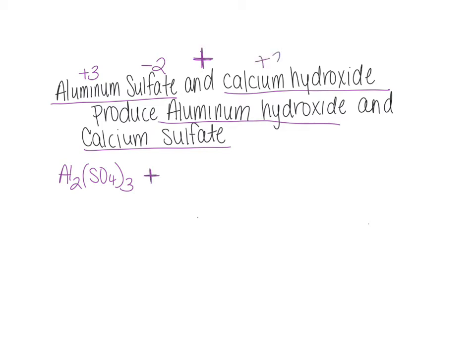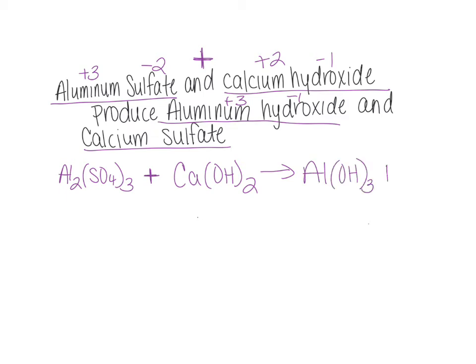So calcium is +2, hydroxide is -1. So it will be Ca(OH)2. And then it's going to make aluminum hydroxide. So aluminum is +3, hydroxide is -1. So it's going to make Al(OH)3 plus calcium sulfate. Calcium is +2, sulfate's -2. So it's going to be CaSO4.